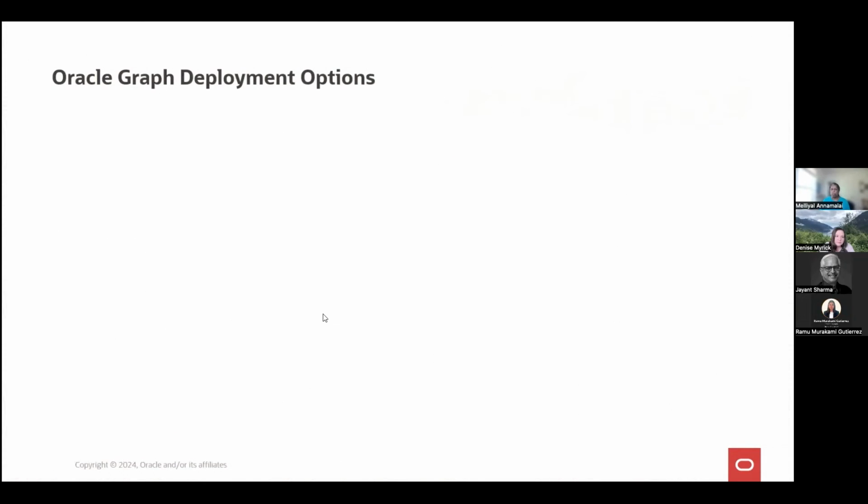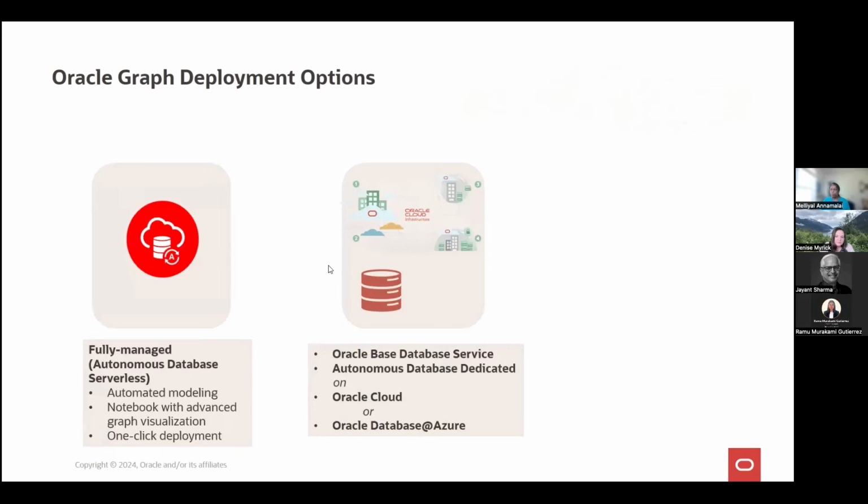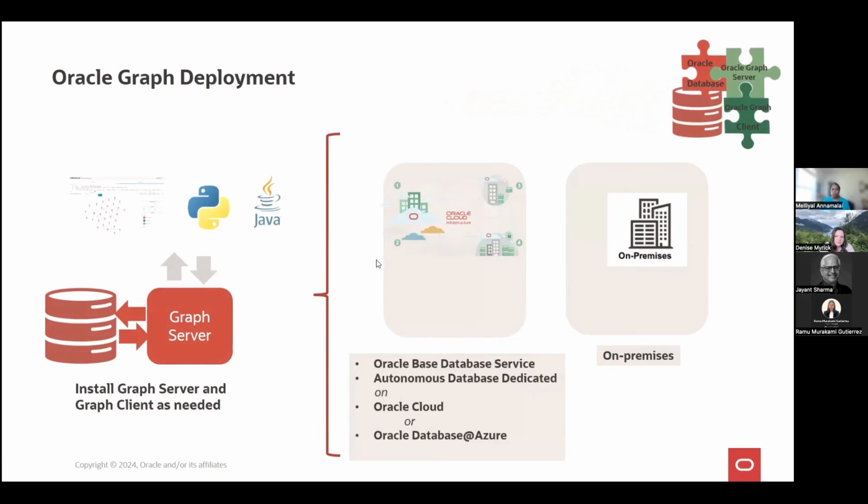But I'm also going to be showing you the graph notebook we have in Autonomous Database, where the visualization is integrated. But before getting to that, let me do a recap of what we have seen so far. You have Autonomous Database deployment, and we have deployment of the Base Database Service and the on-premises deployment. What we have talked about so far is the installation of Graph Server and the use of Graph Client, and the use of the Graph Visualization tool.